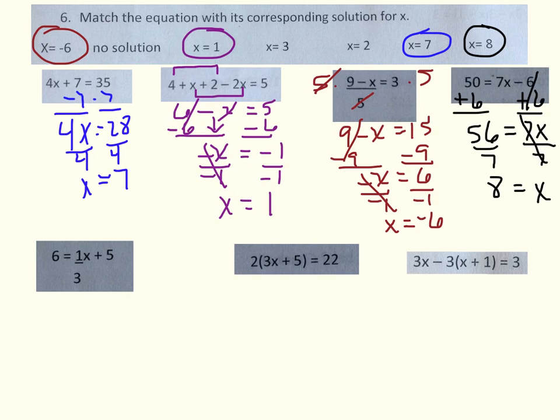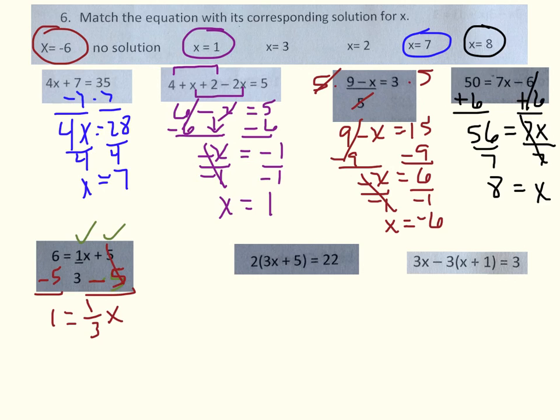Alright, now in this particular problem, notice we have a fraction and an addition. Well, you've got to get rid of the addition first because the fraction includes the variable. So we're going to subtract 5 from both sides. You can't see that, so let's do red. We're going to subtract 5 from both sides. And you're left with 1/3 times x equals 1.